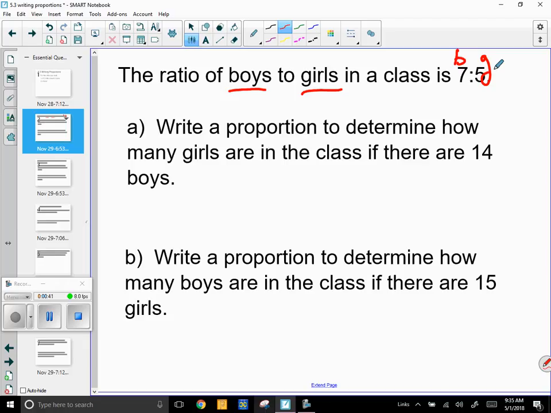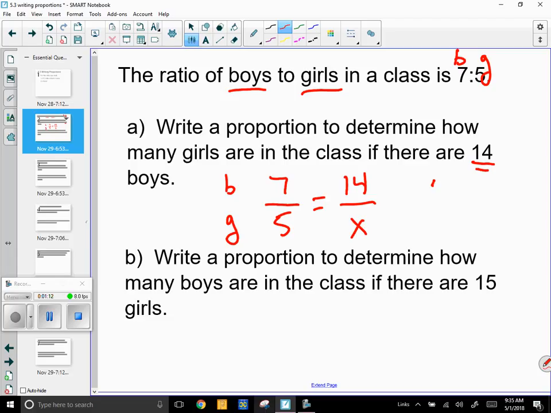Write a proportion to determine how many girls are in the class if there are 14 boys. So all we're doing is writing a proportion. We don't need to solve it. We're just writing it. So I'm going to use 7 to 5. 7 boys, so I'm putting boys on top and girls on the bottom. I'm going to keep track of that in my head or actually write it down. So when I go to write this 14 in, I need to make sure to be consistent. I need to put the 14 upstairs because I put the 7 upstairs before.